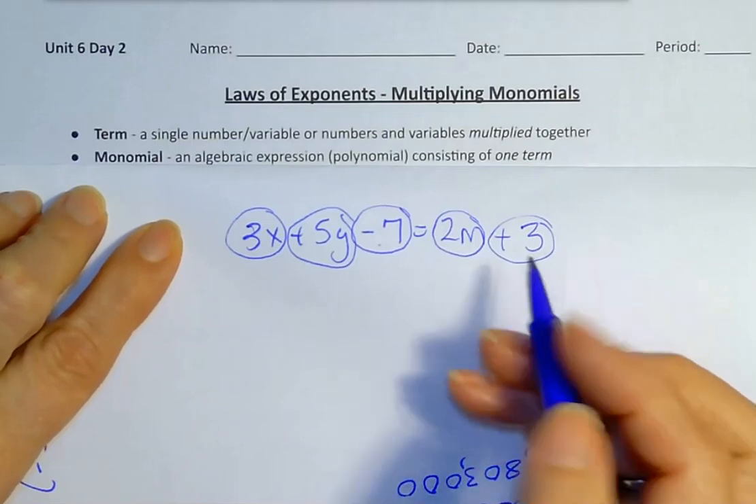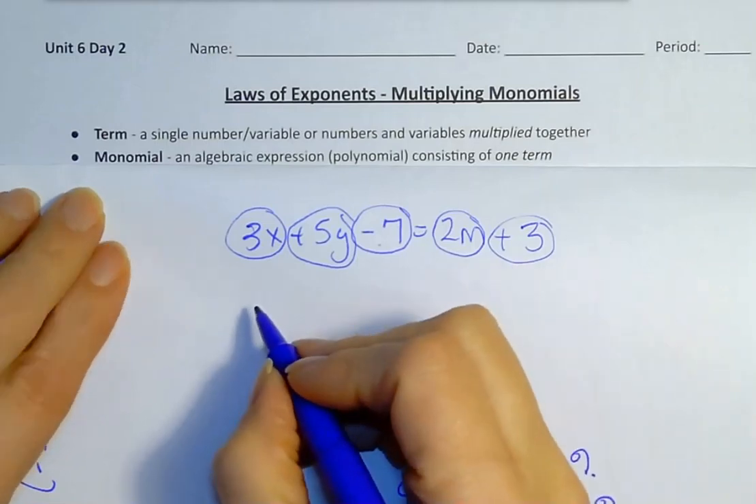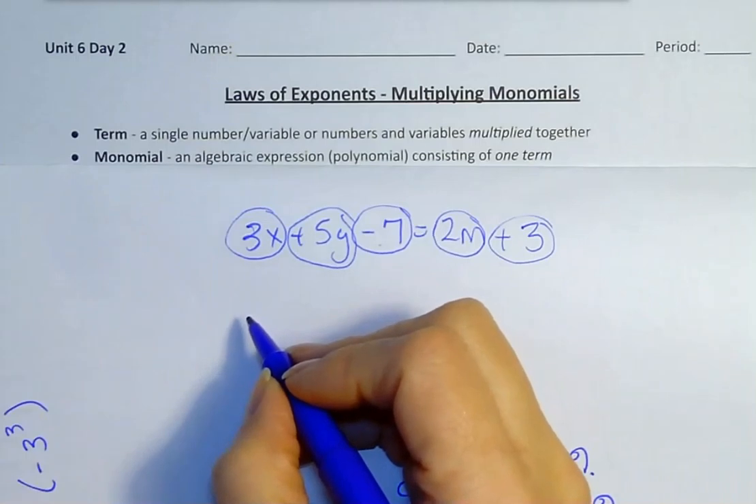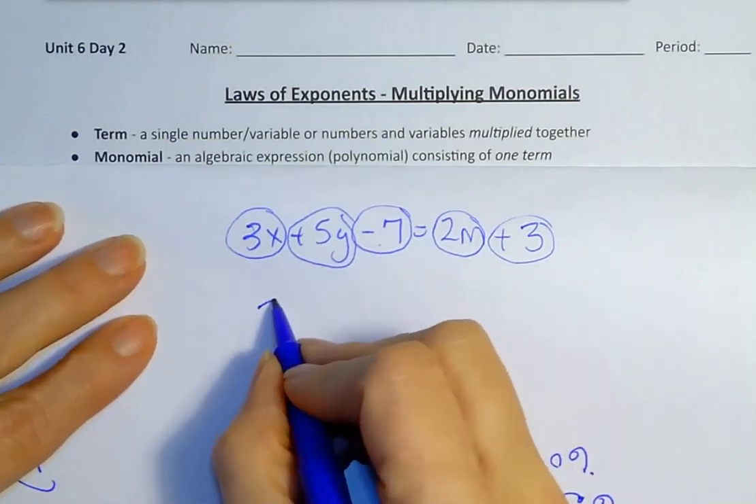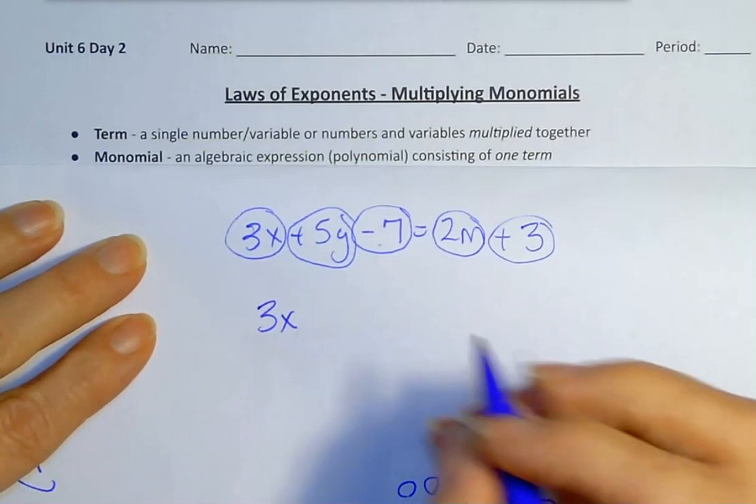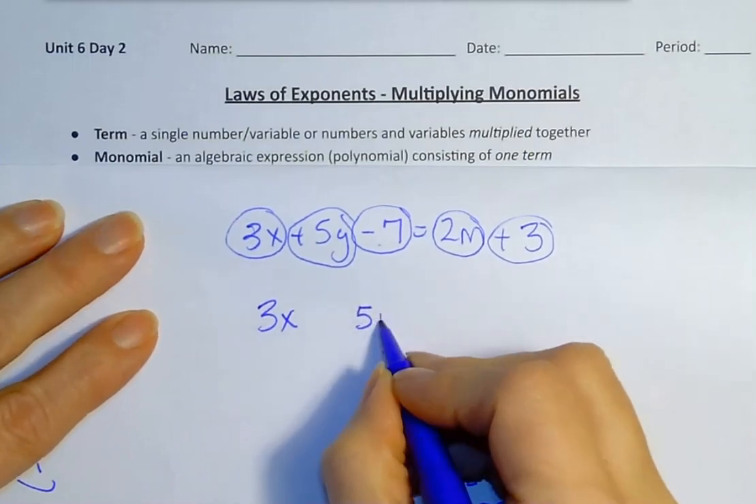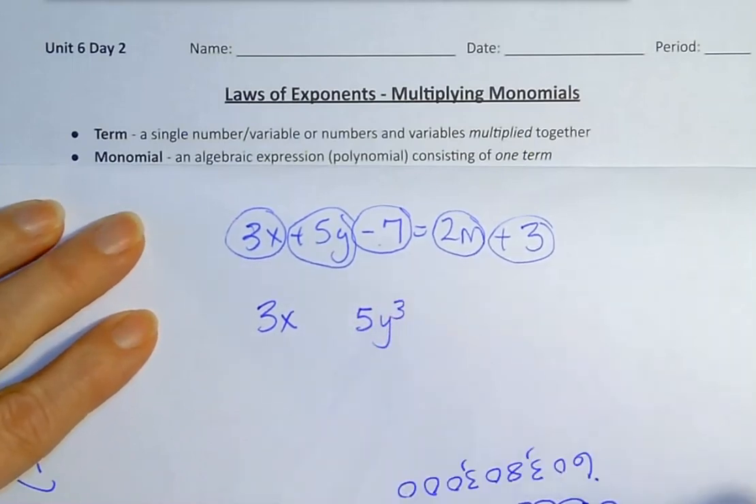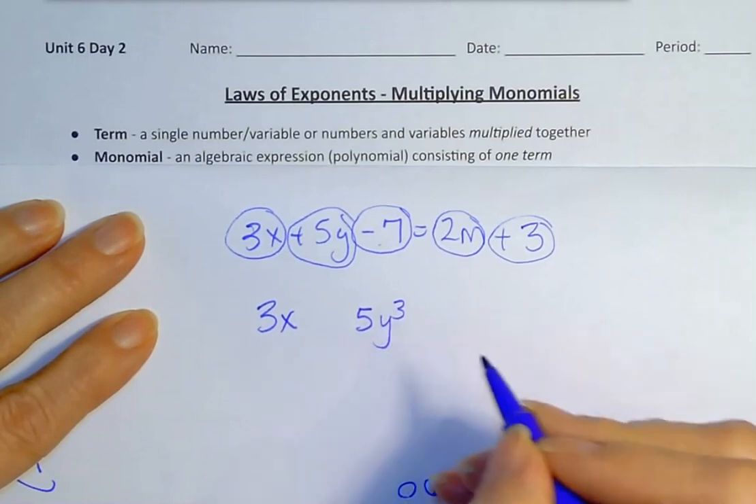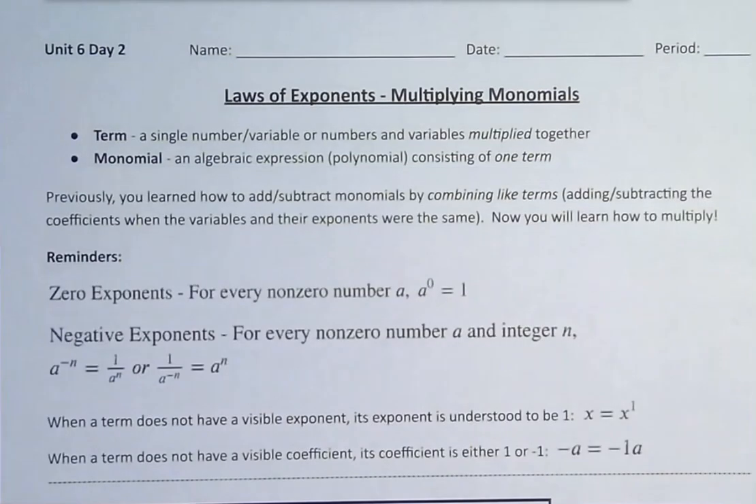So that's what we're saying if they are things that are multiplied together. So a monomial is any one of these terms all by itself. 3x, that's a monomial. 5y cubed, that's a monomial, right? Just the one thing.